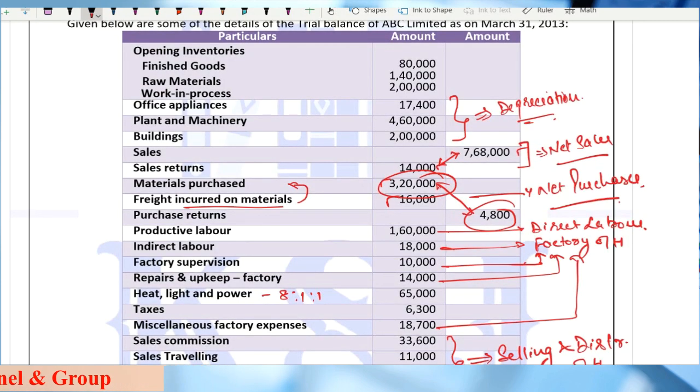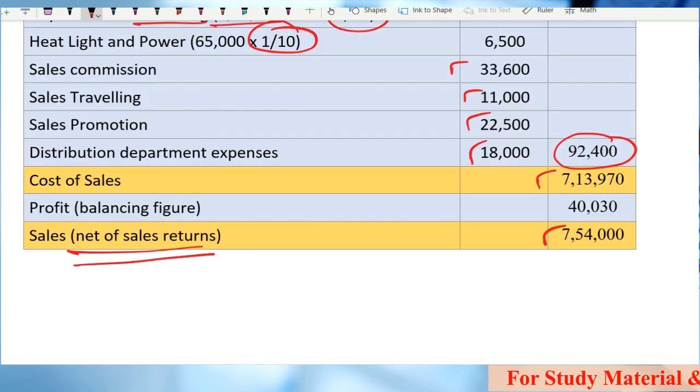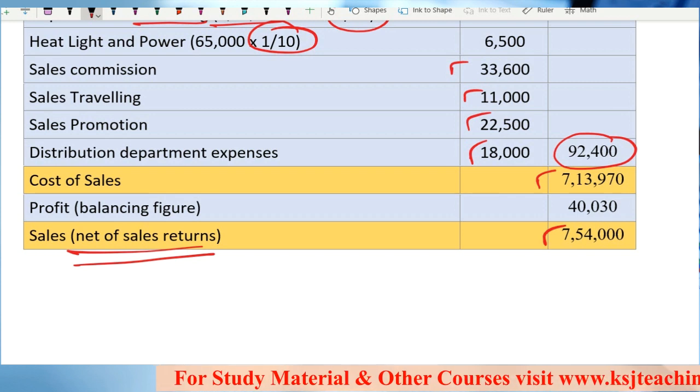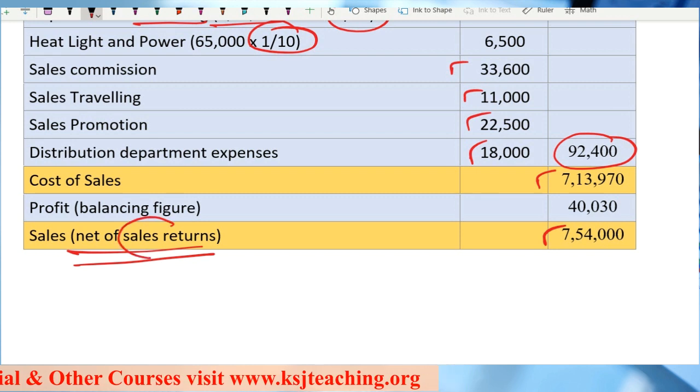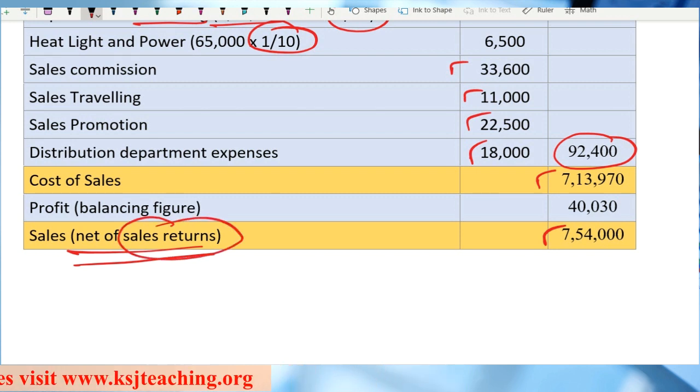Be careful. These are the small mistakes that you can commit, right? Sales minus sale returns. So these are the small things that you need to focus on while attempting the question in examination, because in a hurry you might miss out on this part. You might miss out on the sales return. You will take the sales, miss out on sales return, right? The profit is your balancing figure.